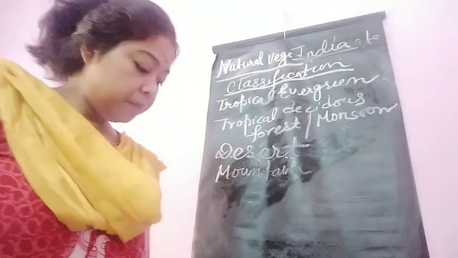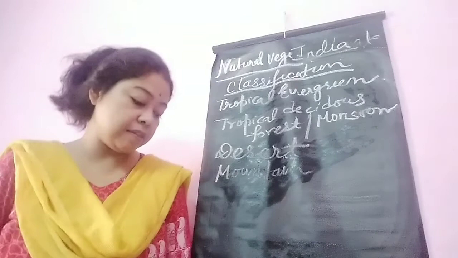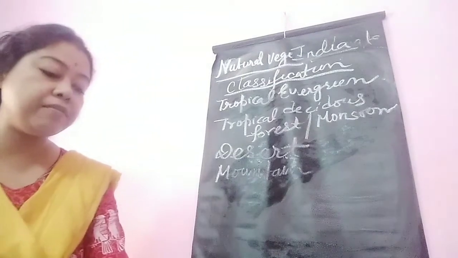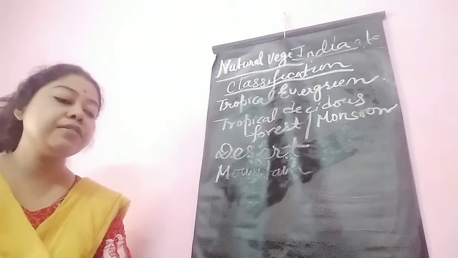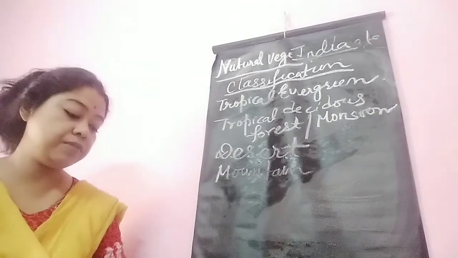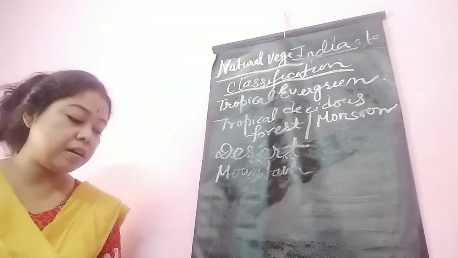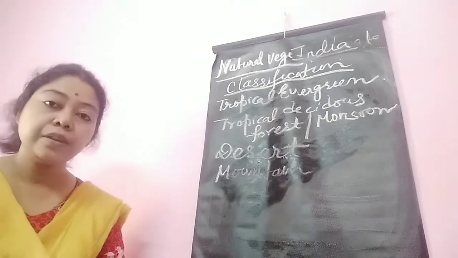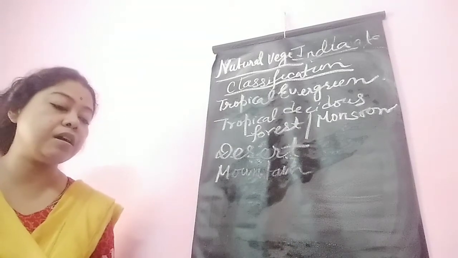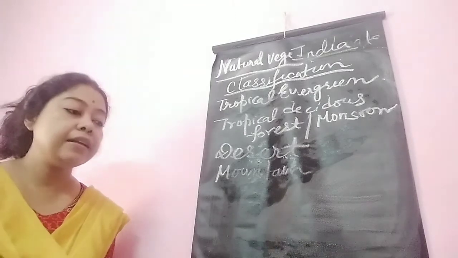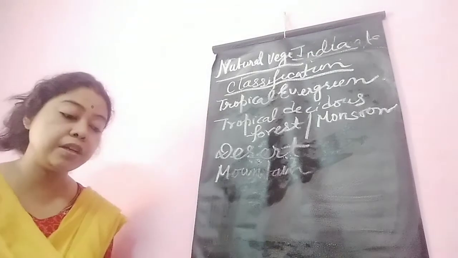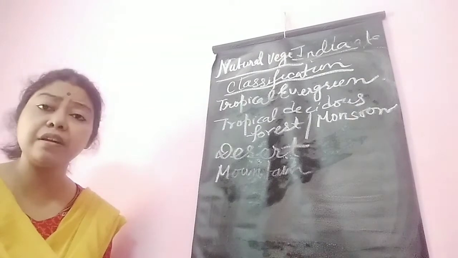Up to about 1500 meters, evergreen trees are found. From 1500 to 3500 meters, temperate evergreens and conifers are found, and from 3500 to 4500 meters, alpine meadows and alpine vegetation are found. The important evergreen trees are shishu, chaplus, gorgon, teak. The important trees of mixed forest are poplar, oak, maple, and the important trees of alpine vegetation are juniper, rhododendron, etc.